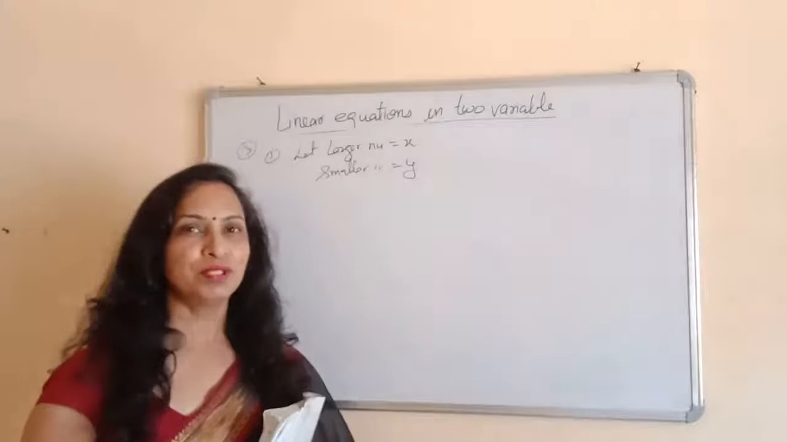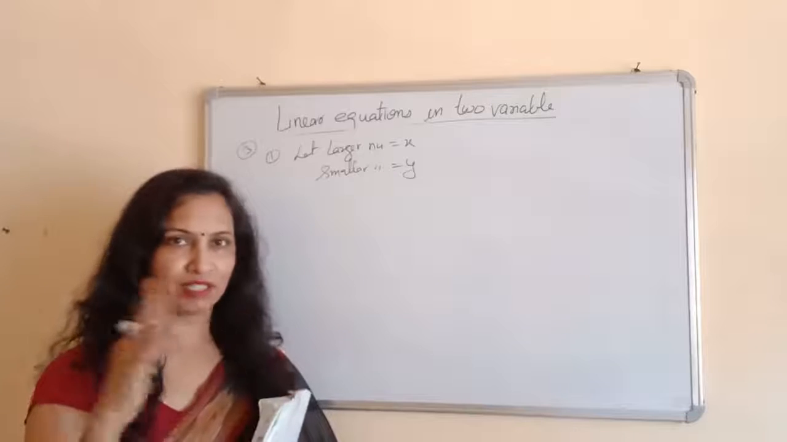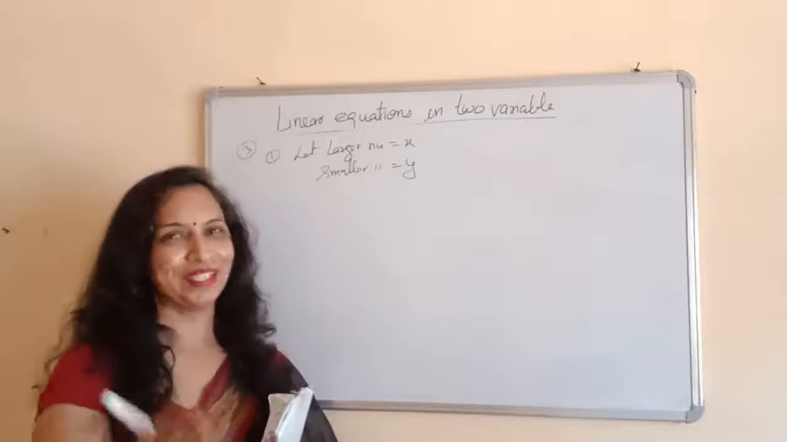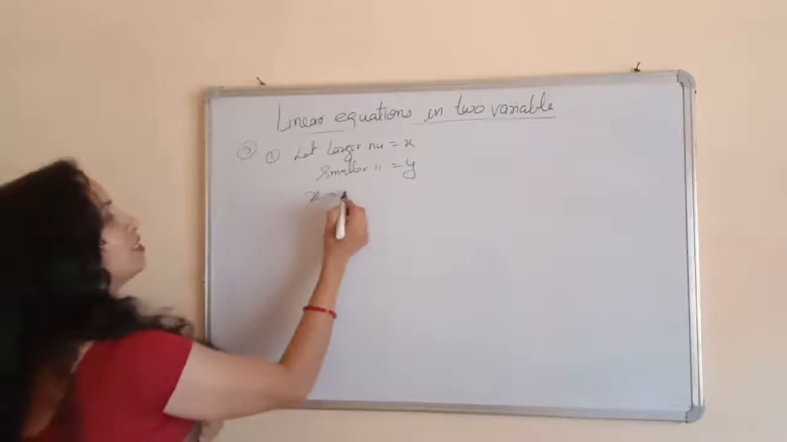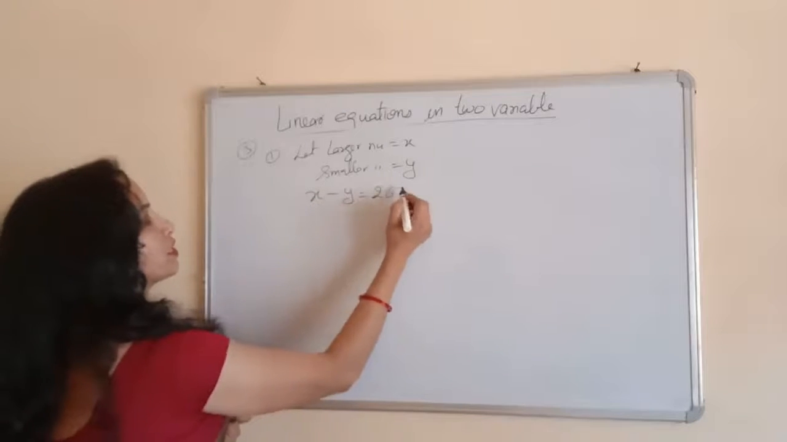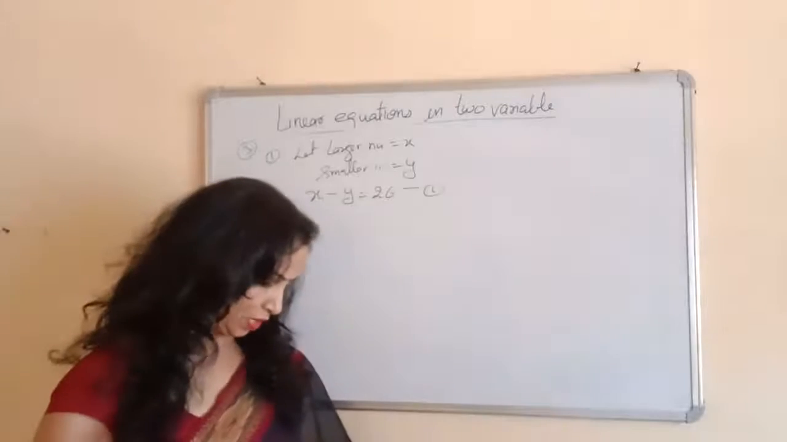So we have two numbers in which one is the larger and one is the smaller. So the difference of the numbers is 26. So we can say larger minus the smaller is equal to 26. This is the first equation.